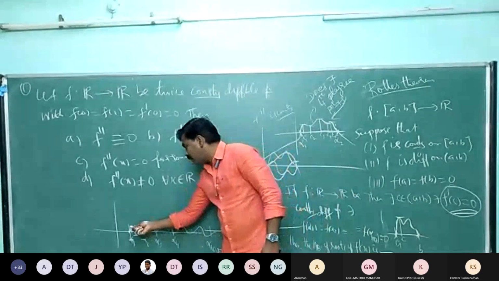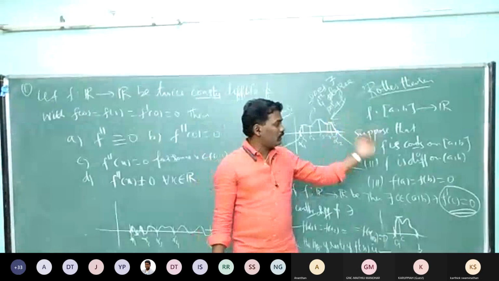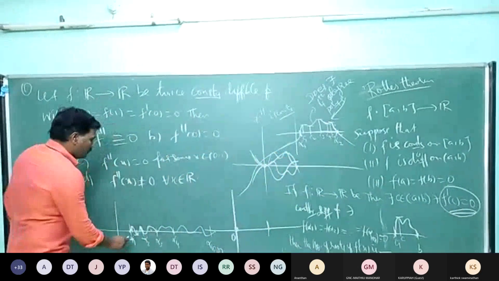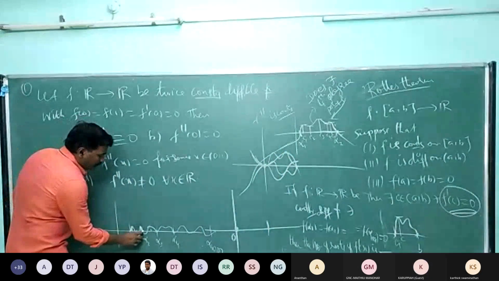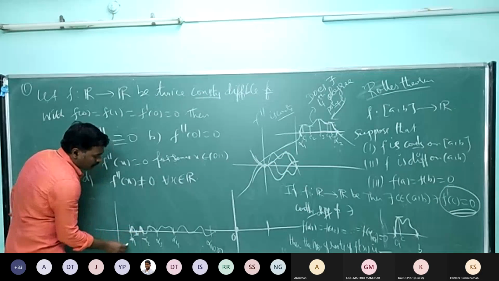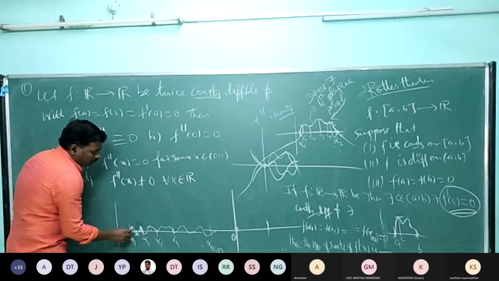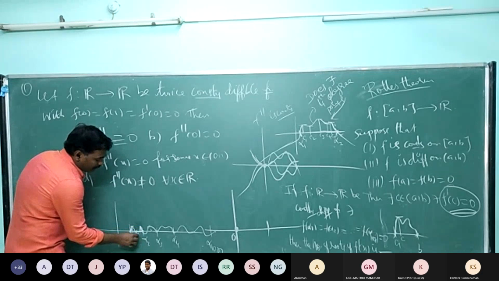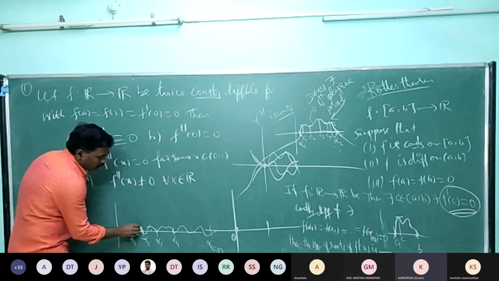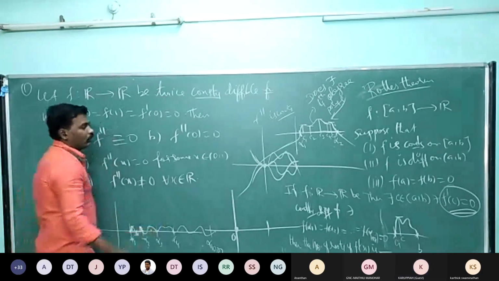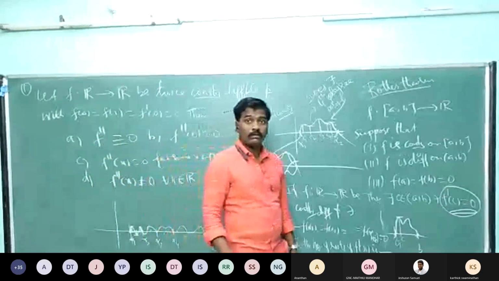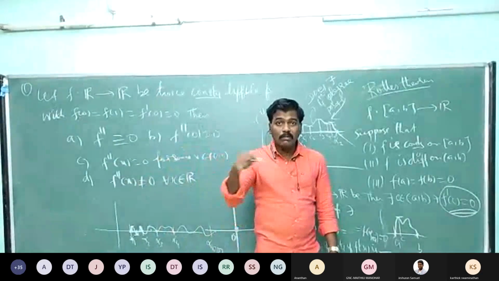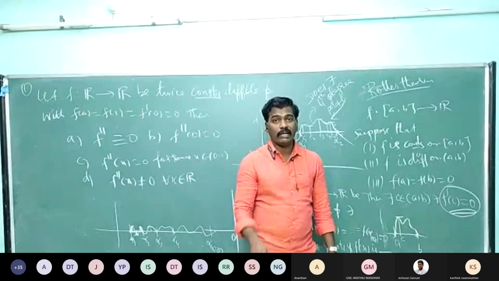Now for this curve, the condition is satisfied: differentiable, continuous, and alpha 1, alpha 2 both vanish. Then by Rolle's theorem, at least one root will exist, but unfortunately here our f prime has 3 roots: 1, 2, 3. So in between there can be many roots, a countably finite number of roots, but at least one root is guaranteed.